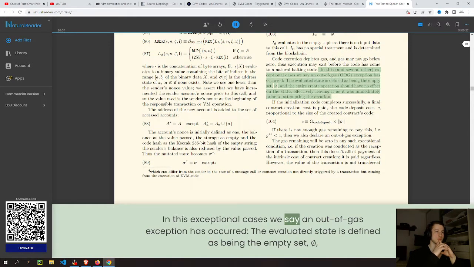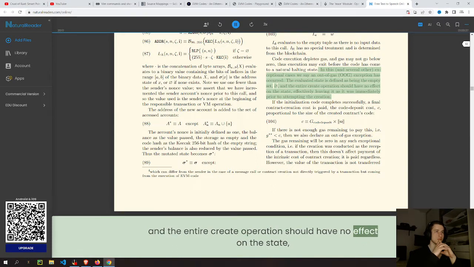In this exceptional case we say an out-of-gas exception has occurred. The evaluated state is defined as being the empty set, and the entire create operation should have no effect on the state, effectively leaving it as it was immediately prior to attempting the creation.